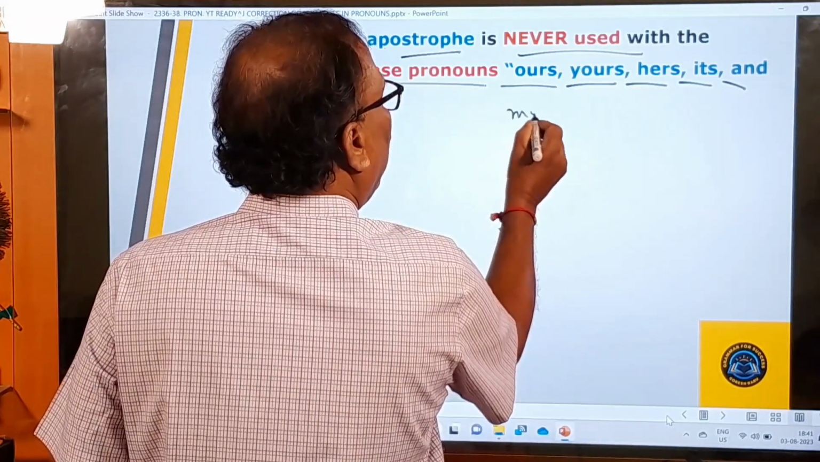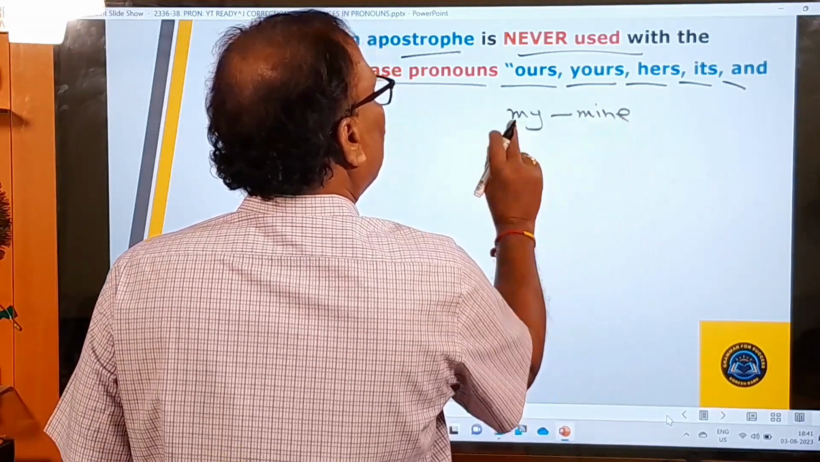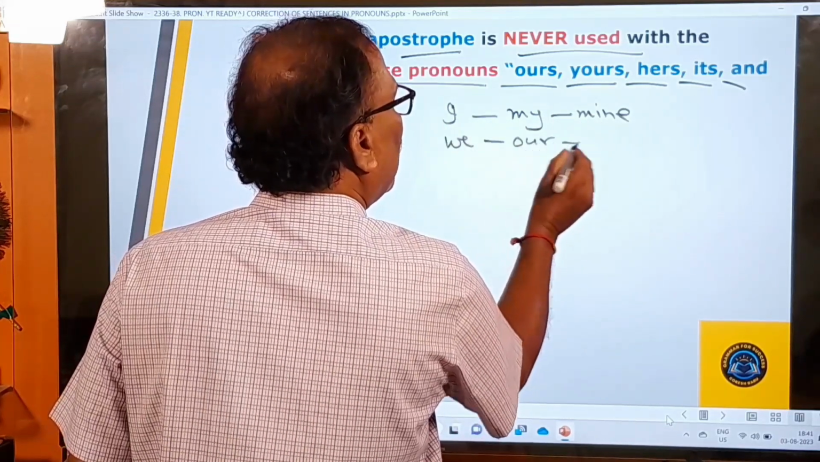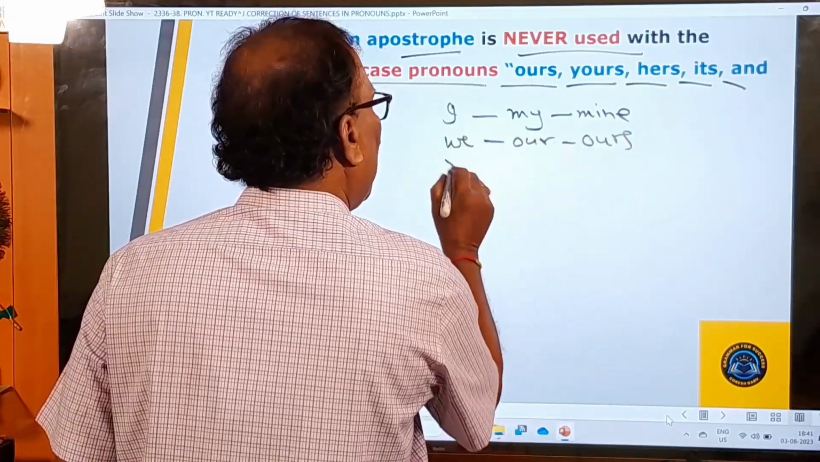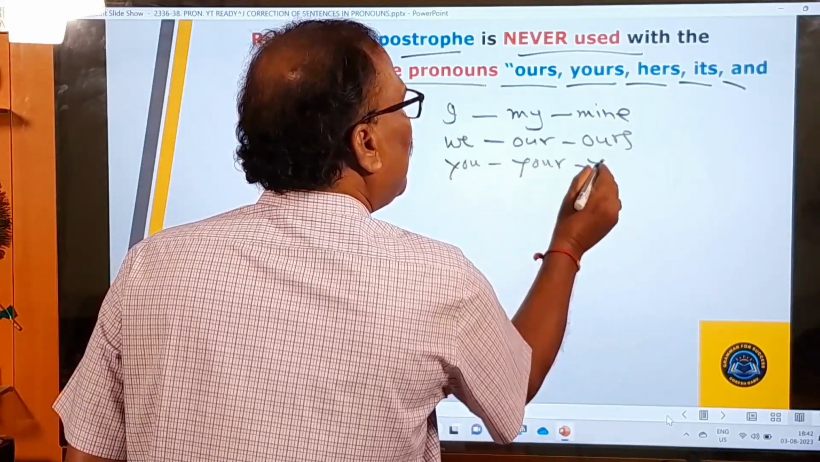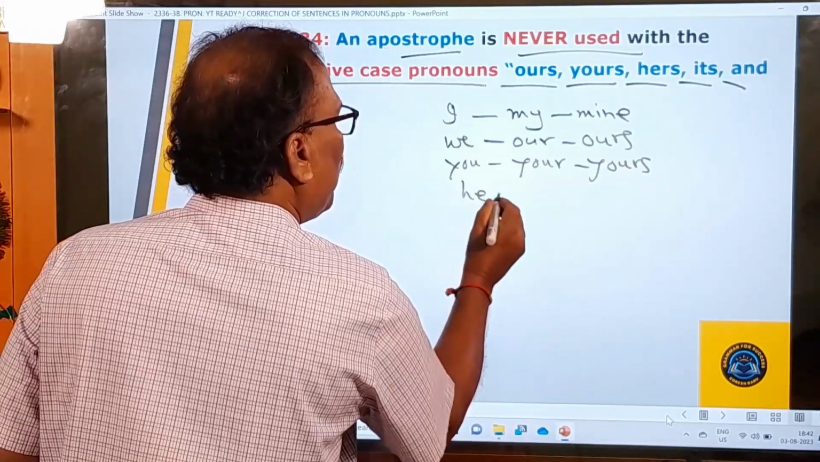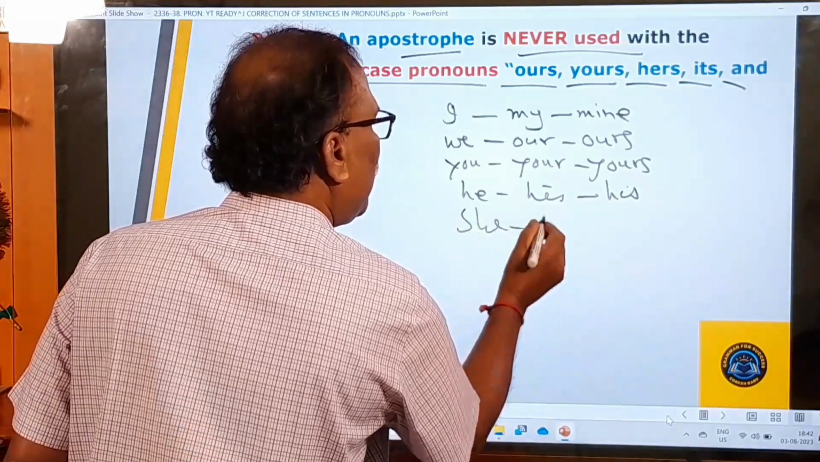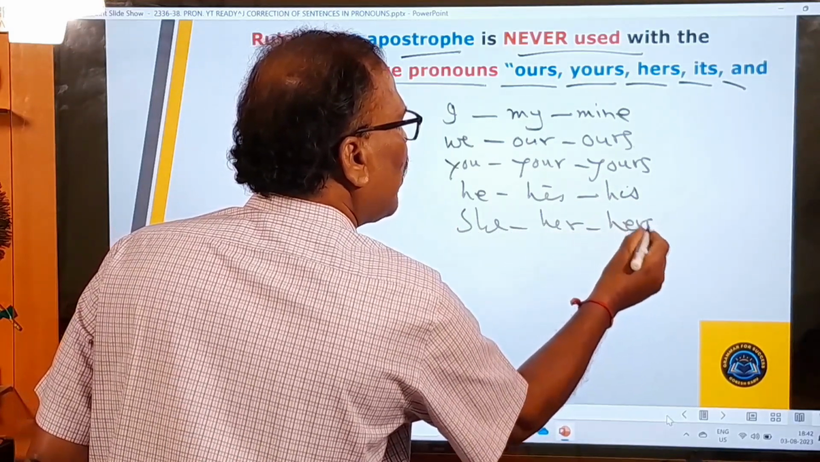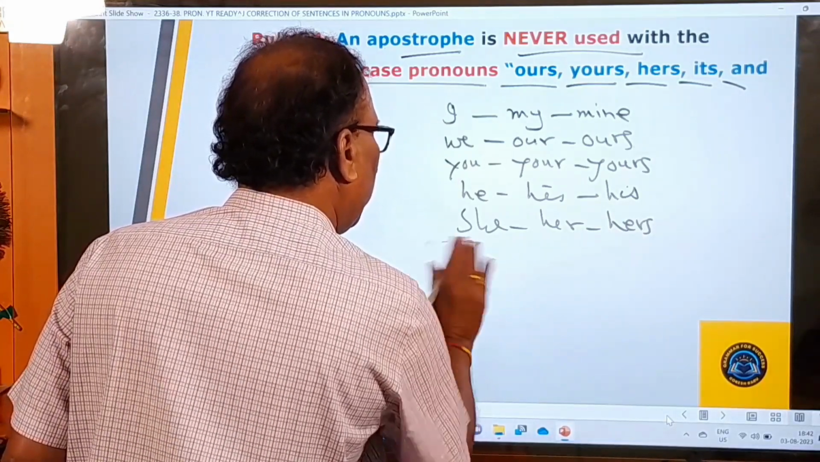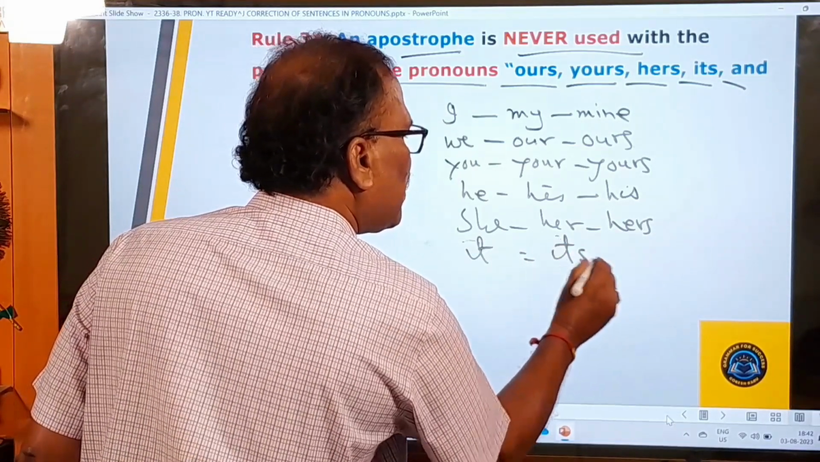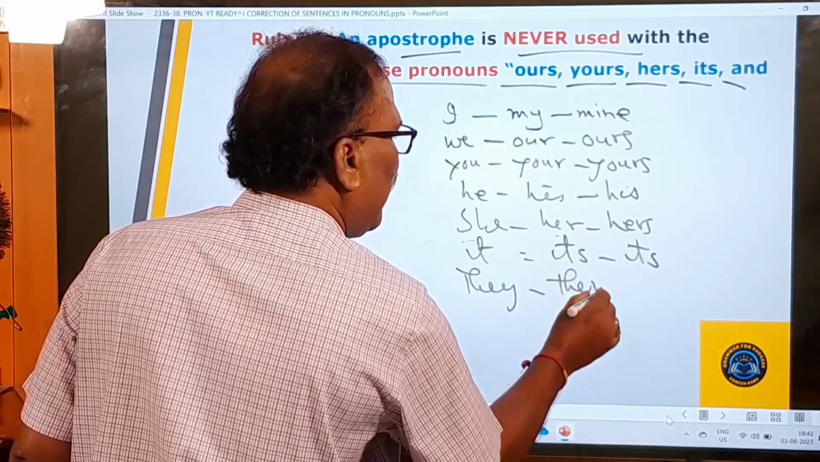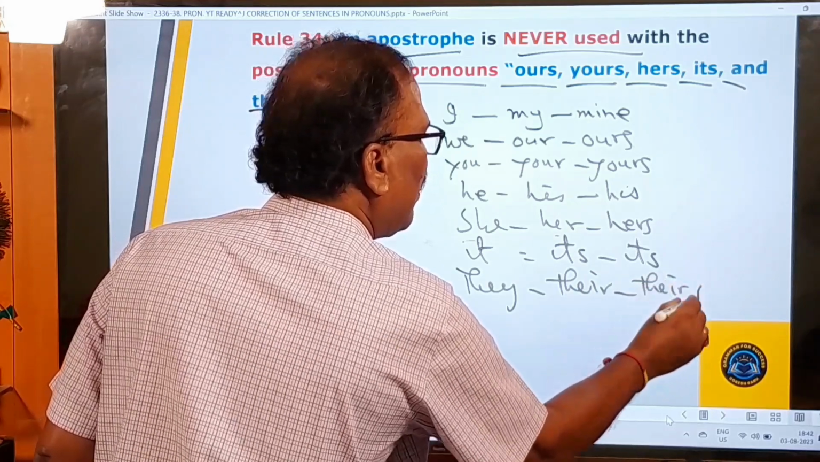Okay, my, mine. From I, these two possessive case pronouns are derived. Our, ours. From we, our, ours. From you, your, yours. From he, his. From she, her, hers. From it, its. Okay. From they, their, theirs. Okay, please keep these things.